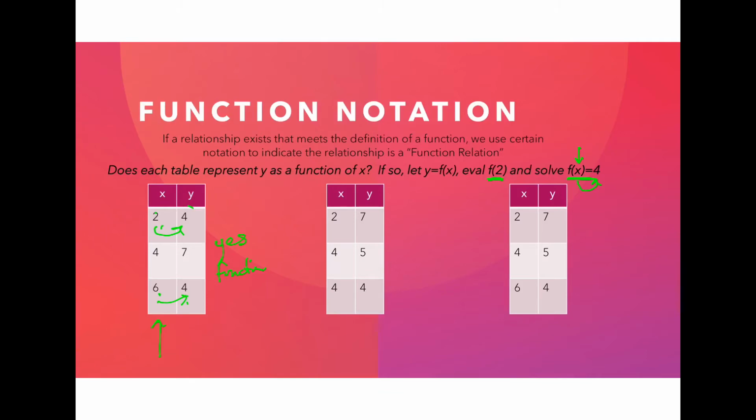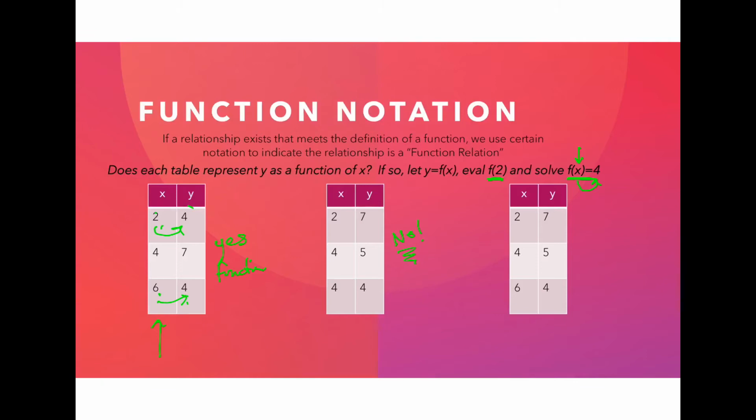All right, let's go to the second one here. We have 2 giving me 7, 4 giving me 5, and 4 giving me 4. All right, so 4 giving me 5 and 4 giving me 4, that's a problem, because 4 is not giving me a consistent output. And so because of that, we would say, no, this is not a function, because my x's are not giving me a consistent y.